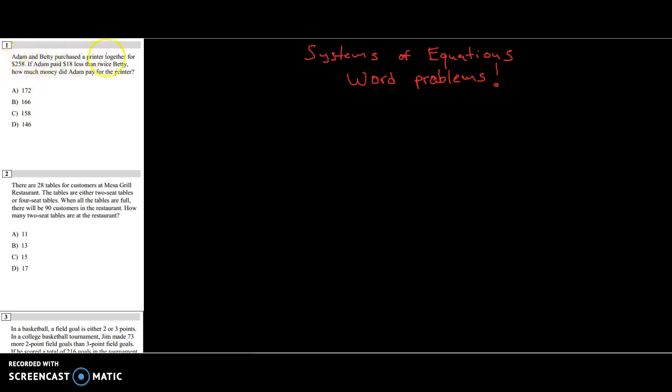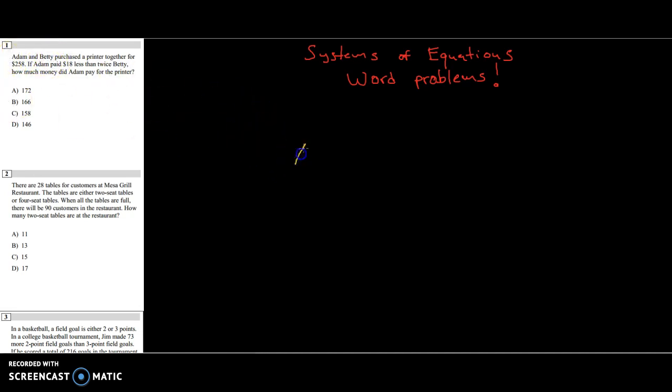Adam and Betty purchased a printer together for $258. Okay, so if you think about that, we have these two individuals, Adam and Betty, who are working together, and they spend $258 in total. But from the context, we don't know how much either person spent. But what I will do is write this equation down.